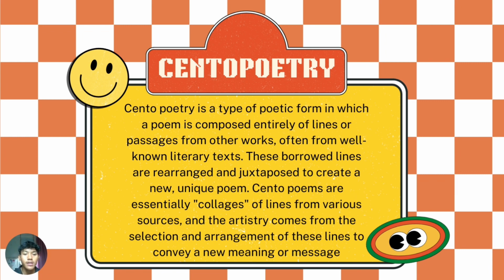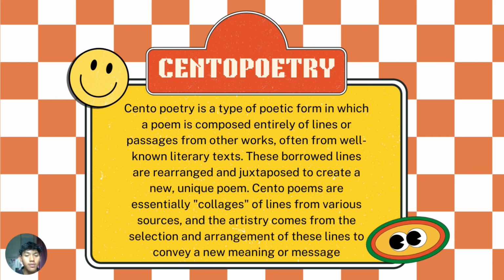So before we start, what is cento poetry? Cento poetry is a type of poetic form in which a poem is composed entirely of lines or passages from other works, and these passages are often chosen from well-known literary texts. These borrowed lines are rearranged to create a unique poem. Cento poems are essentially collages of lines from various sources, and the artistry comes from the selection and arrangement of these lines to convey a new meaning or message.